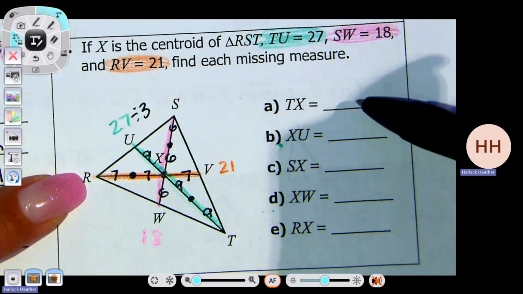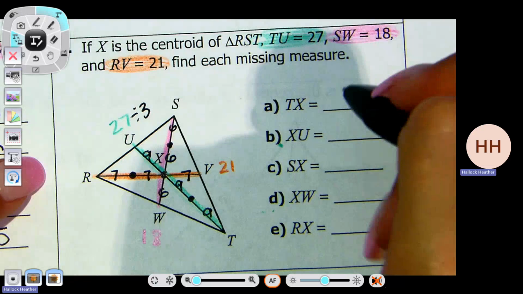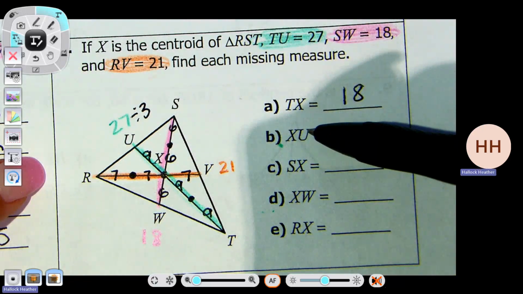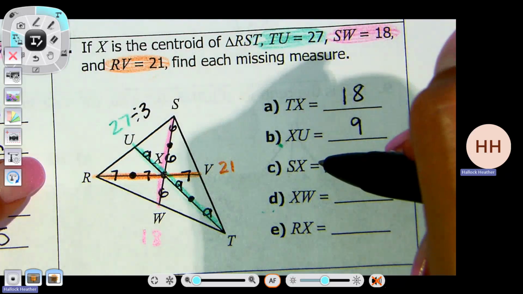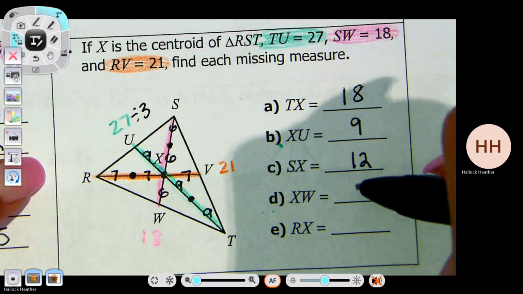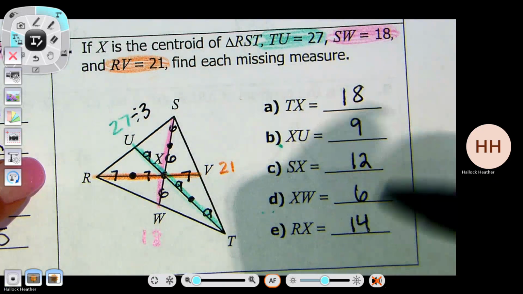So how much is TX actually going to be? What'd you say? 18. What about X to U? 9. What about S to X? 12. And then X to W? And then RX? 14. Nice.